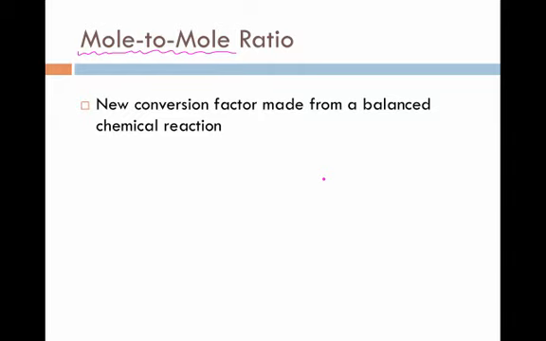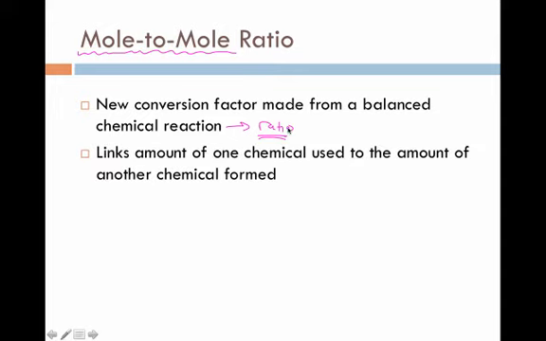A mol-to-mol ratio is a new conversion factor made from our balanced chemical reactions. And again, that's what we were just doing on that previous slide. We were coming up with ratios, and maybe that's the word we should put in here, is the idea that it is a ratio from that balanced chemical reaction. What it does for us is it links the amount of one chemical used to the amount of another chemical formed. We can use that ratio to calculate how much product is made based on how much we started with.